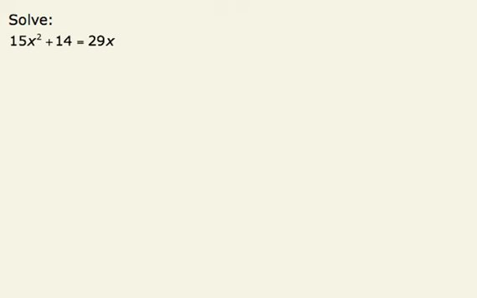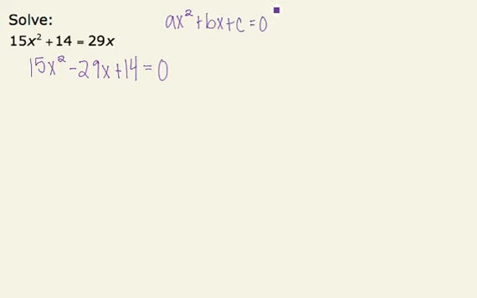Solve 15x squared plus 14 equals 29x. In order to solve this problem, I first want to set this equal to 0. So I'm going to have 15x squared, but then I'm going to subtract that 29x over and add 14, so this equals 0. Now the reason I put that negative 29x second is I like to keep it in the general form of a quadratic, ax squared plus bx plus c equals 0.